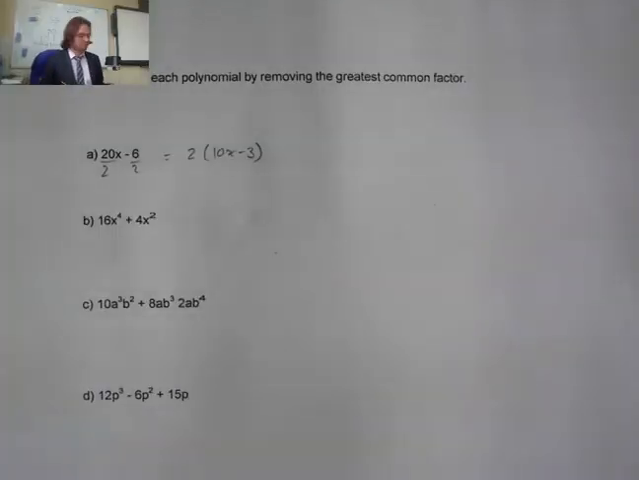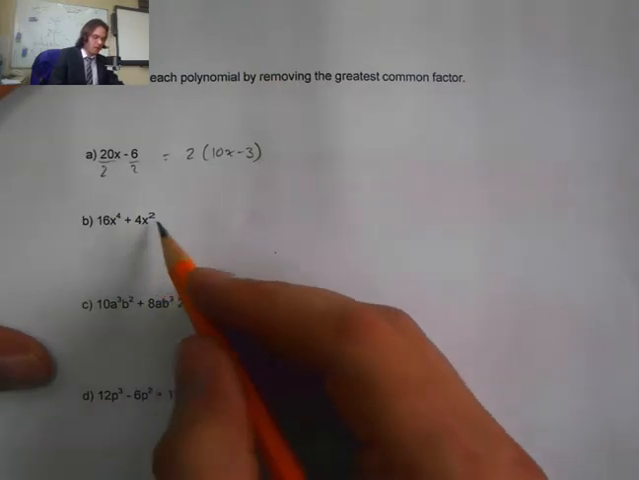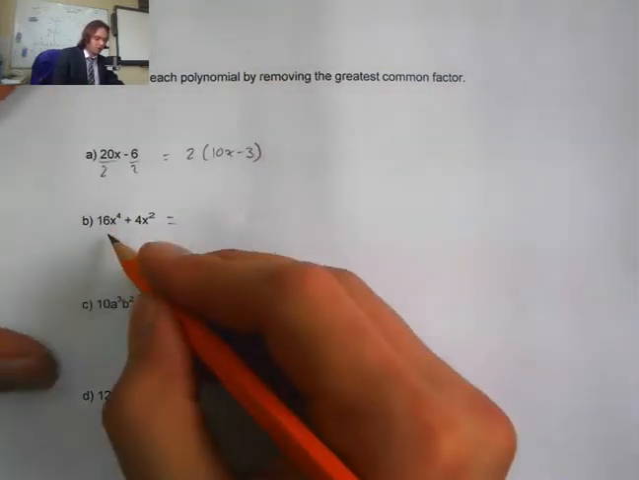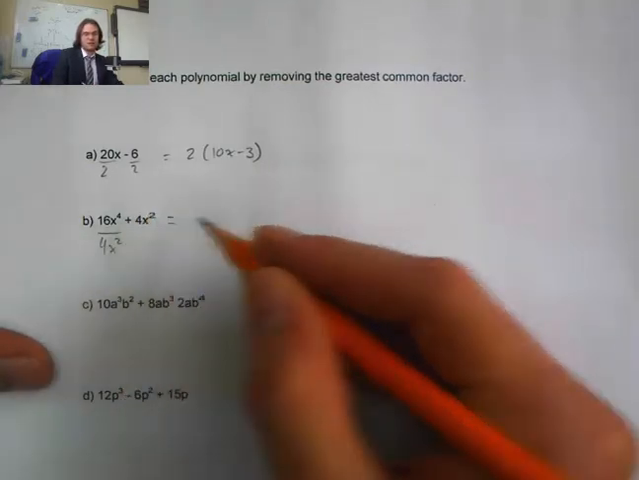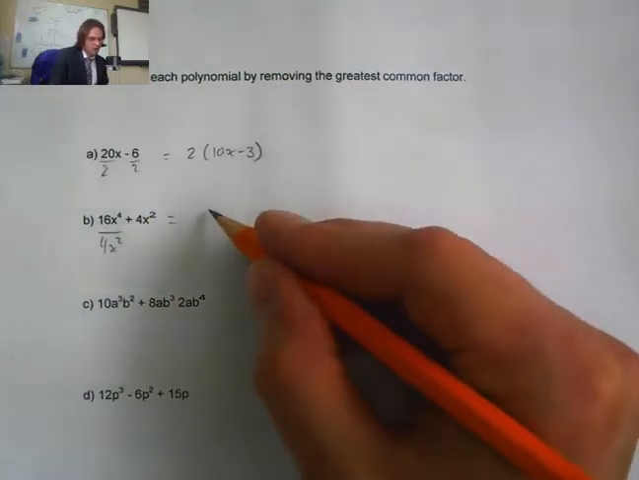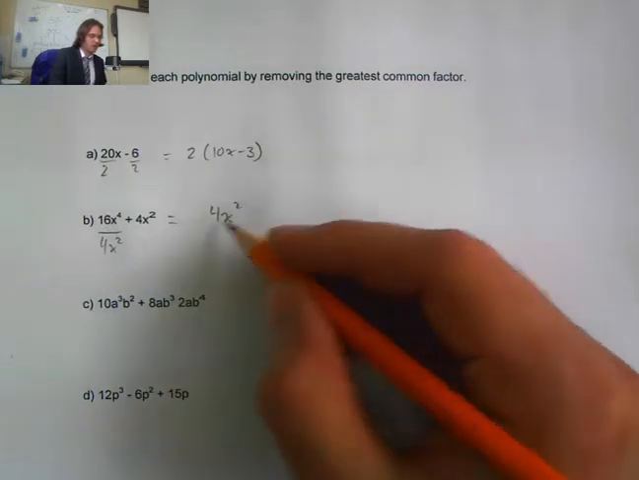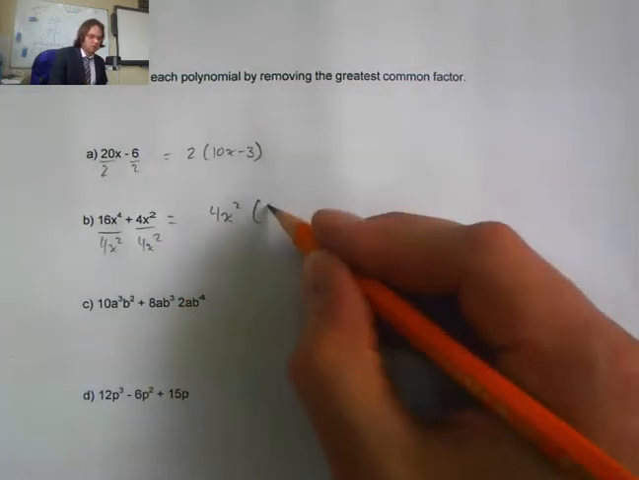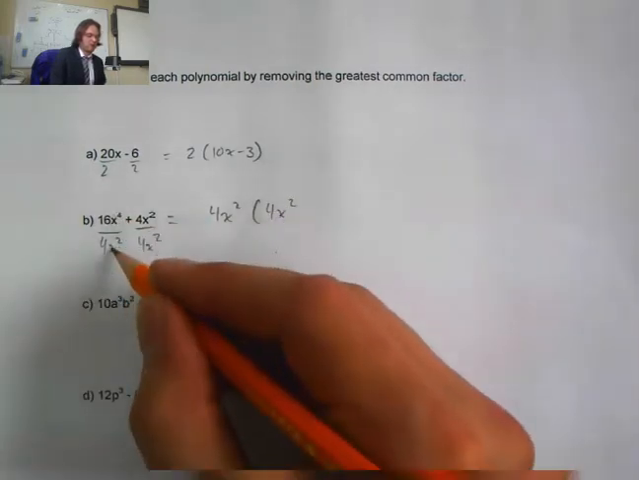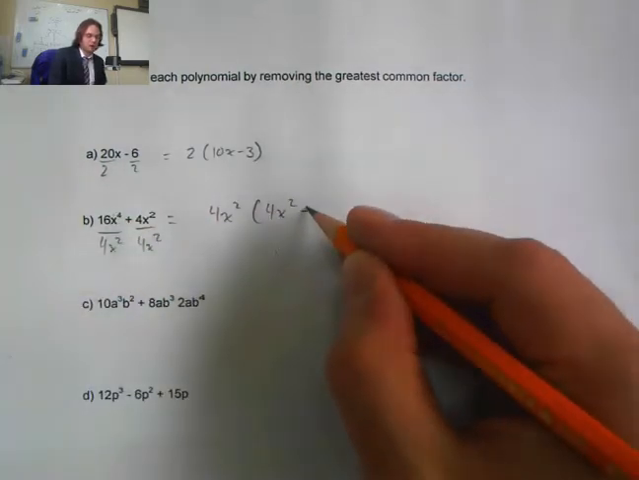Now let's look at b. So I have 16x to the power of 4 and x squared. So what can I take out of both of these? I could take out a 4x squared, which is exactly that. So I'm going to be left with 4x squared is what I'm factoring out of both. And this divided by 4x squared gives me 4x squared plus 1.